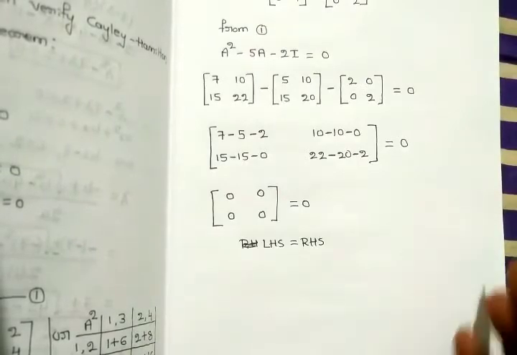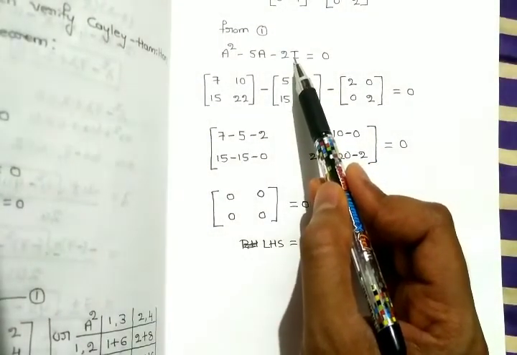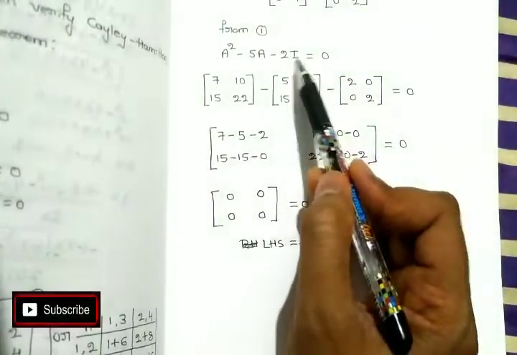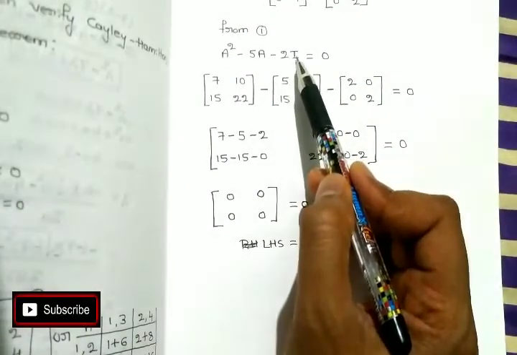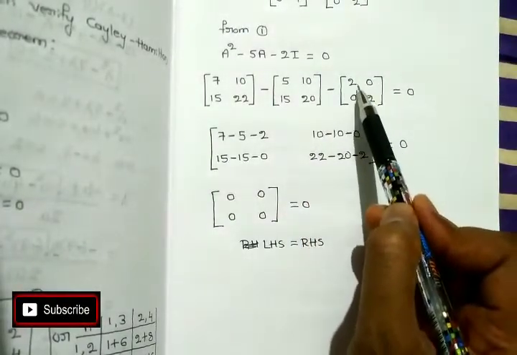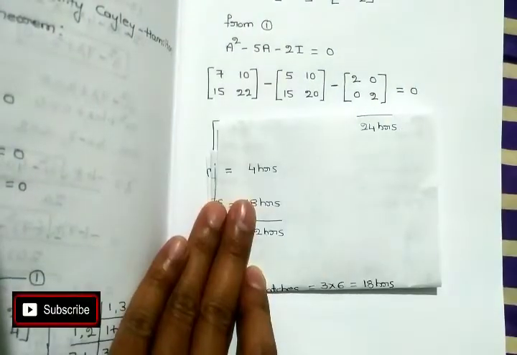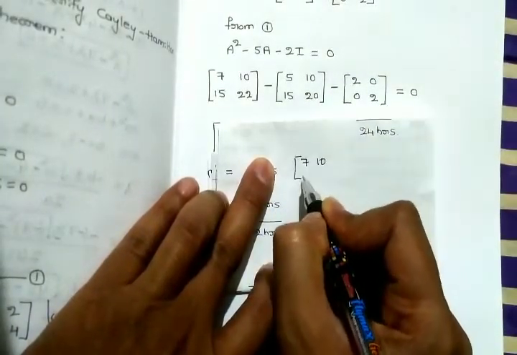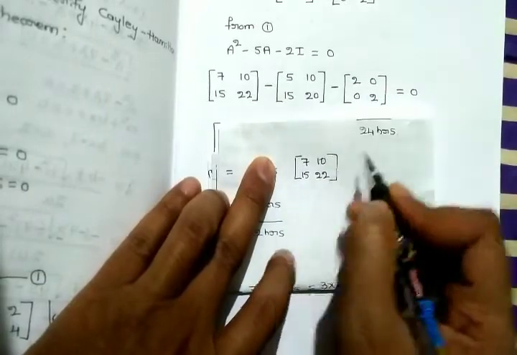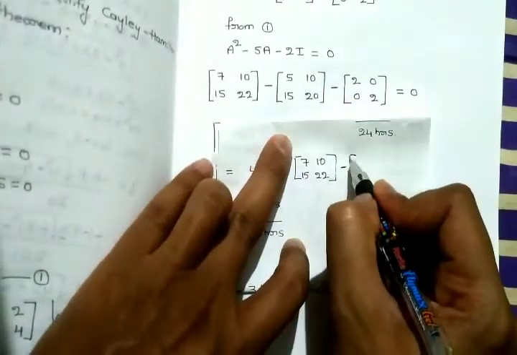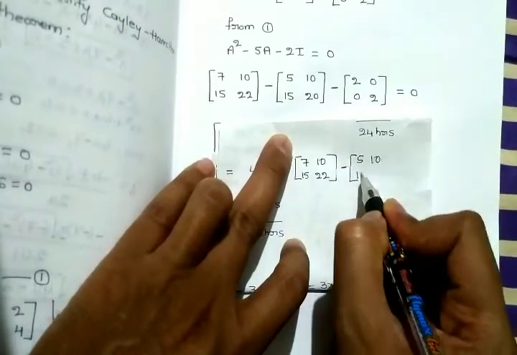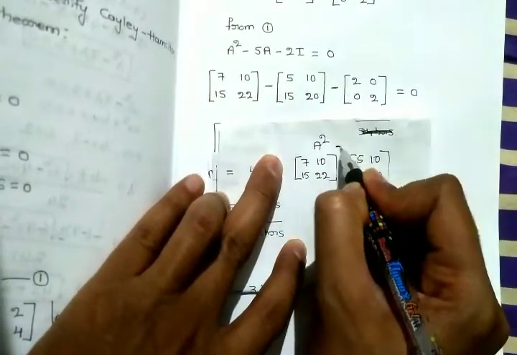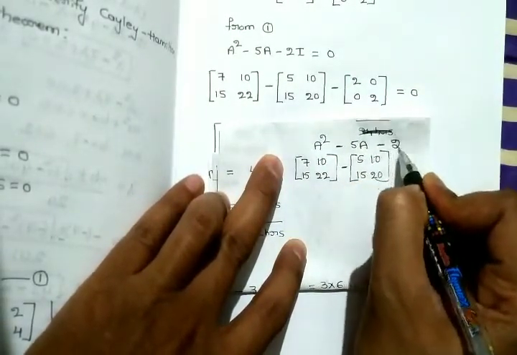So now the question is, suppose you do not multiply this purely constant term with I, what will happen? See, if you do not multiply this 2 by I, in this part you will get only the value 2. See, first one is 7, 10, 15, 22, I am going to write, minus 5A value is 5, 10, 15, 20. So here A square minus 5A minus 2 is equal to 0.